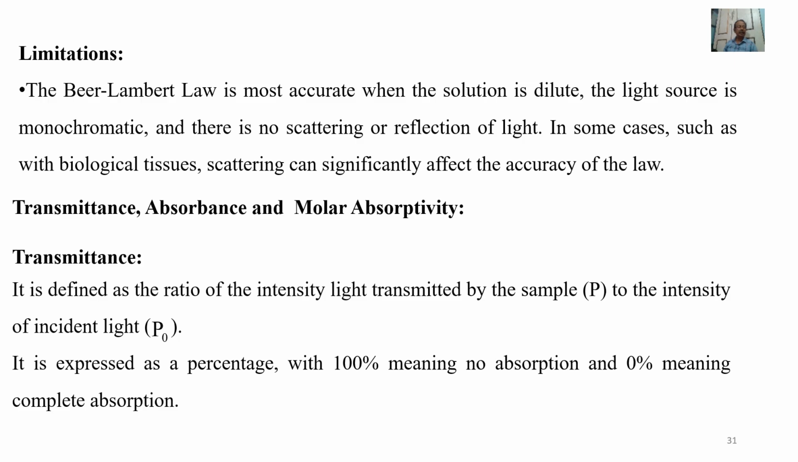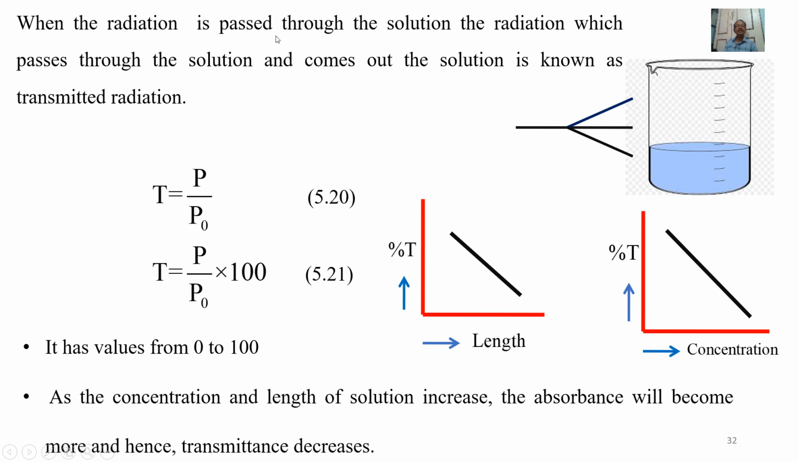The first one is transmittance. It is defined as the ratio of the intensity of light transmitted by the sample, which is denoted by P, to the intensity of incident light, which is referred to as P naught. It is expressed as a percentage with 100% meaning no absorption and 0% meaning complete absorption. When the radiation is passed through the solution, the radiation which passes through and comes out of the solution is known as transmitted radiation.